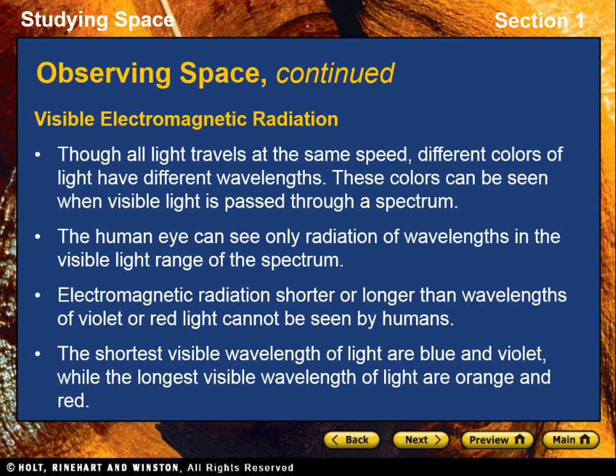Although all light travels at the same speed, different colors of light have different wavelengths. For example, the shortest wavelengths of visible light are blue and violet, while the longest wavelengths of light are orange and red. Electromagnetic radiation that has wavelengths that are shorter than the wavelengths of violet light or longer than the wavelengths of red light cannot be seen by humans. But these wavelengths can be detected by instruments that are designed to detect electromagnetic radiation that cannot be seen by human eyes. These invisible wavelengths include infrared waves, microwaves, radio waves, ultraviolet rays, X-rays, and gamma rays.